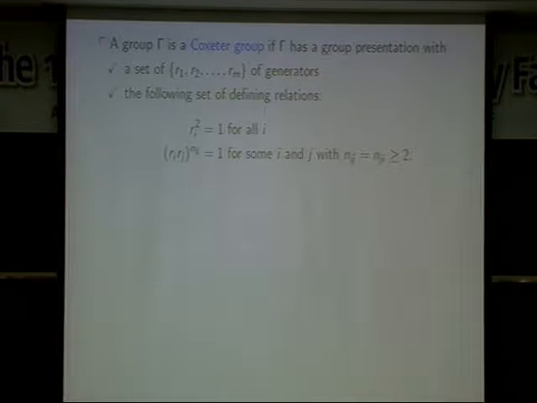First, I will give a definition of a Coxeter group. A Coxeter group is a group that has a group presentation with a set of generators and the following relations. Each generator squared is the identity, and for some pairs i and j, (R_i R_j) to the power m_ij is the identity.